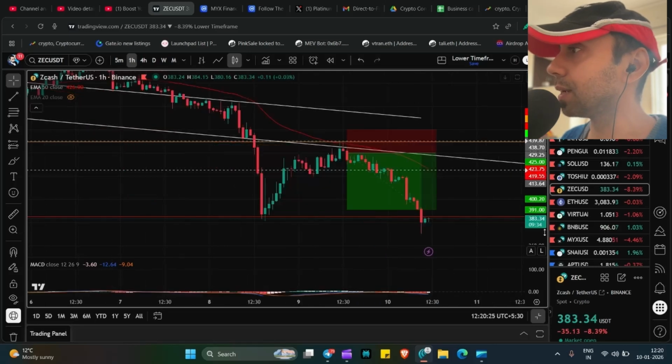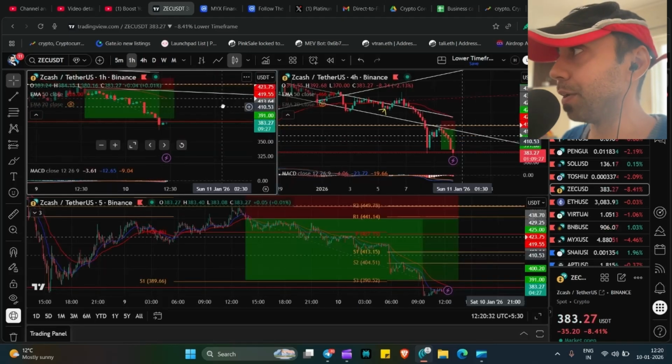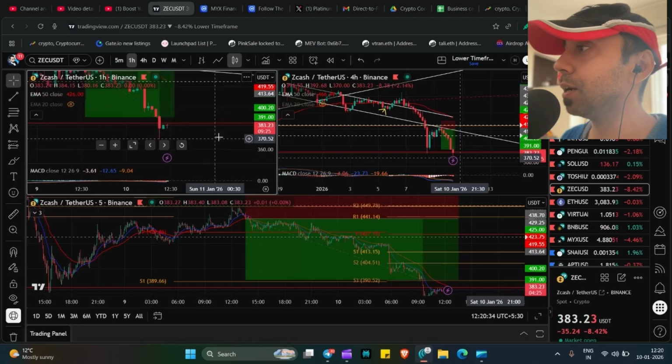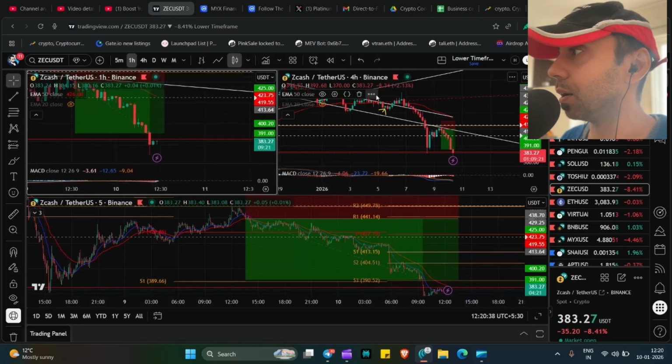Let's talk about ZEC token and see when to enter, when to exit, and how much money can be made from it. So again, let's dive in. Now again, this is the chart. You can see hourly, 4 hour, and 5 minute time frame.